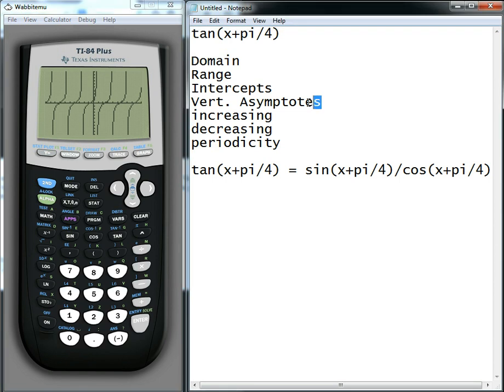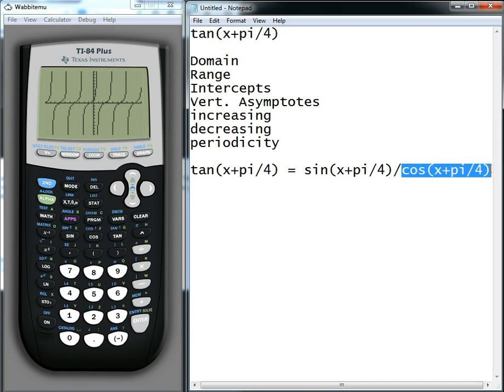I'm actually going to start with the vertical asymptotes because there's a lot of them. In fact, there's an infinite amount. The reason why this has vertical asymptotes is because if you remember, tangent is actually sine over cosine. So I could write this function, instead of writing as tangent, I could write it as sine of x plus pi over 4 divided by cosine, which is a fraction. And if you remember from grade school, you can't divide by zero. That's what's creating these asymptotes, is when the bottom, or this cosine, is equal to 0.